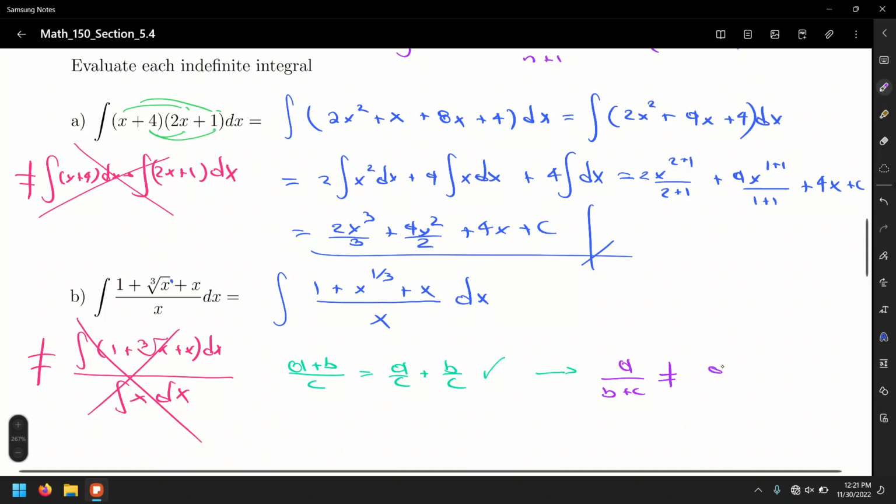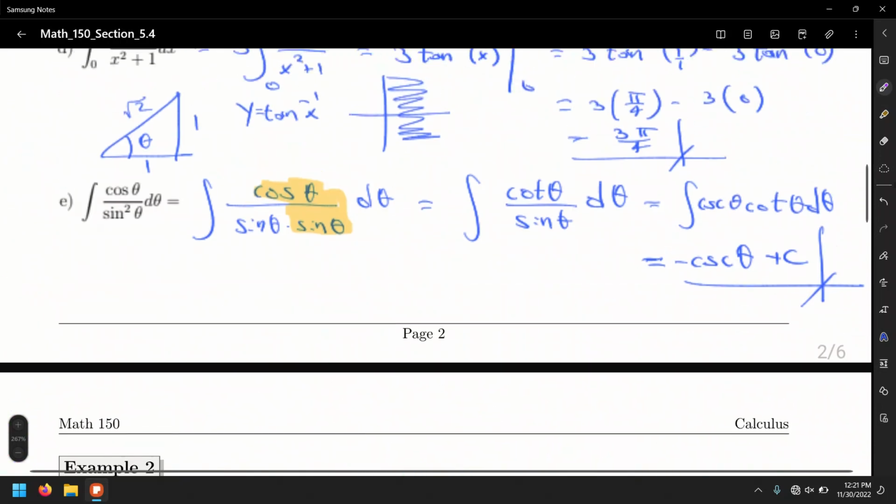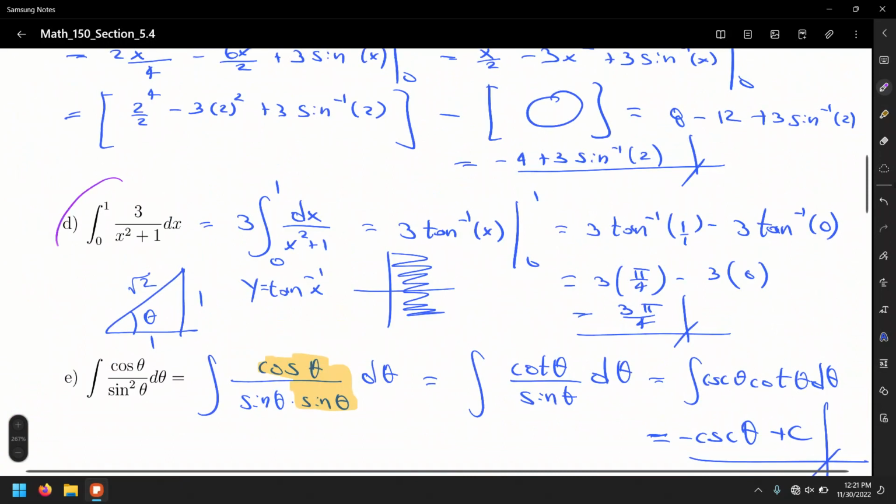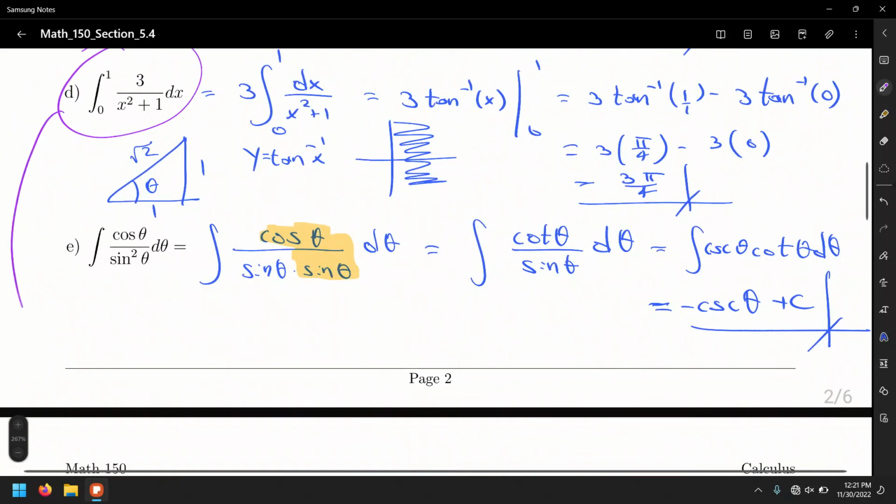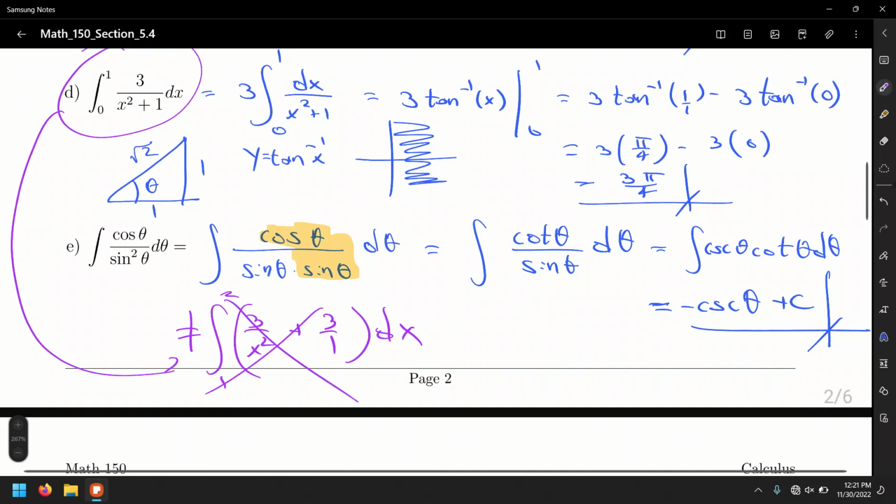is not okay. And this is a very common mistake in algebra. And this is the kind of mistake that you don't want to make in calculus as well. For example, when integrating the function that we had over here, let me take it back. This is not equal to the integral of 3 over x squared plus 3 over 1. I've seen this many times. This is not correct. This is not how we split up terms.